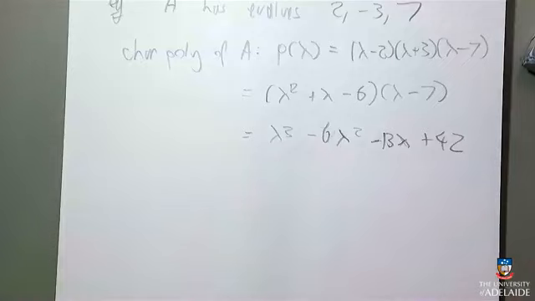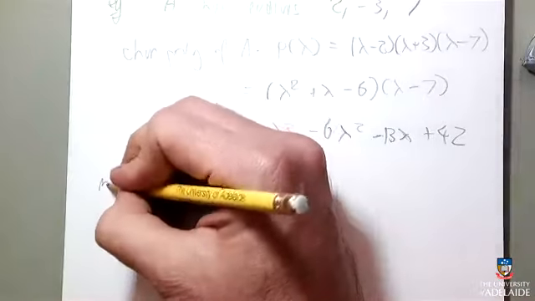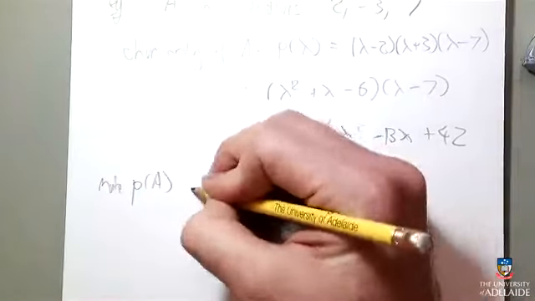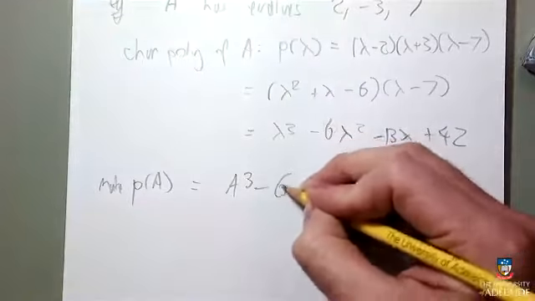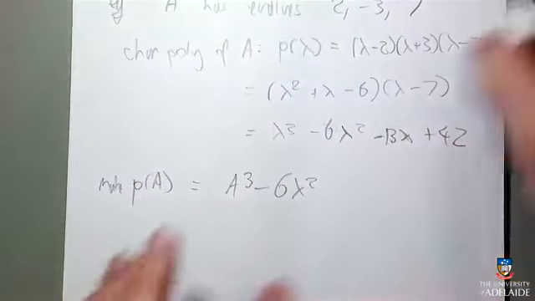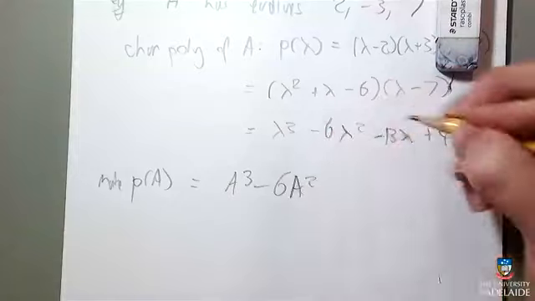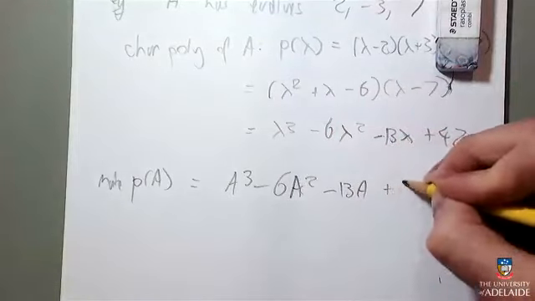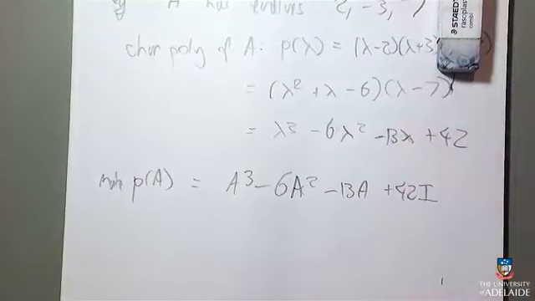So since it is a polynomial, I should be able to sub the matrix A into it, and I'll get a new matrix, and I know what the eigenvalues of that new matrix will be. They'll be what I get when I put the eigenvalues of A into that polynomial. So I can make p of A, which would be A cubed minus 6A squared, damn it, A cubed minus 6A squared minus 13A plus 42 of the identity, because that's what you do when you sub matrices into polynomials.